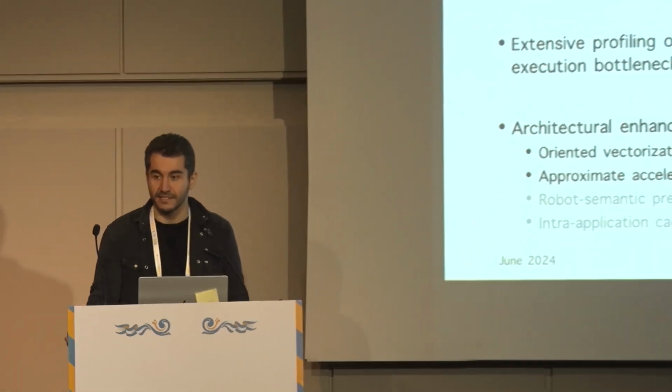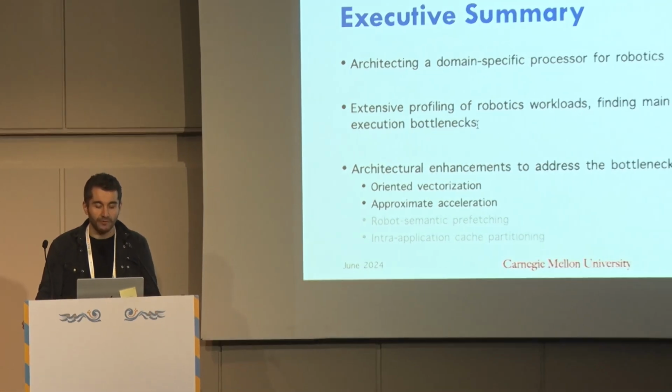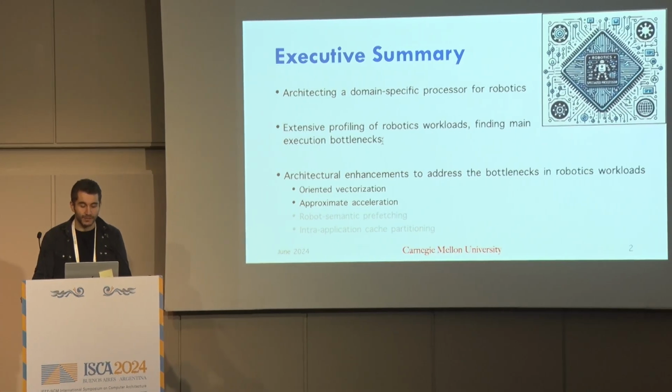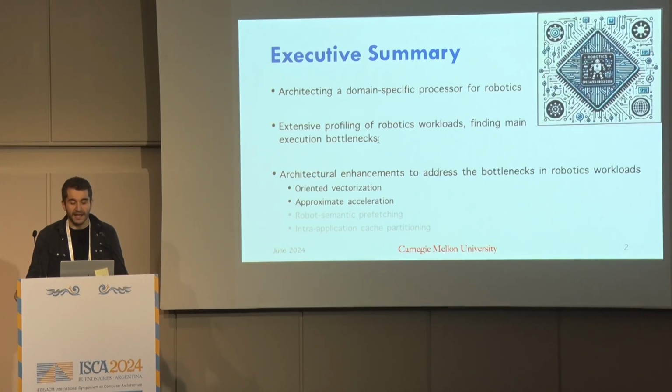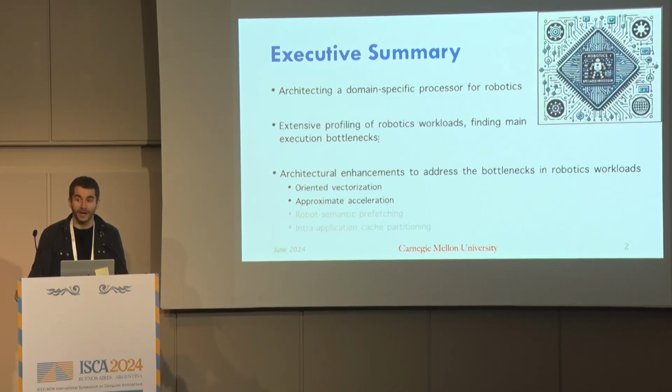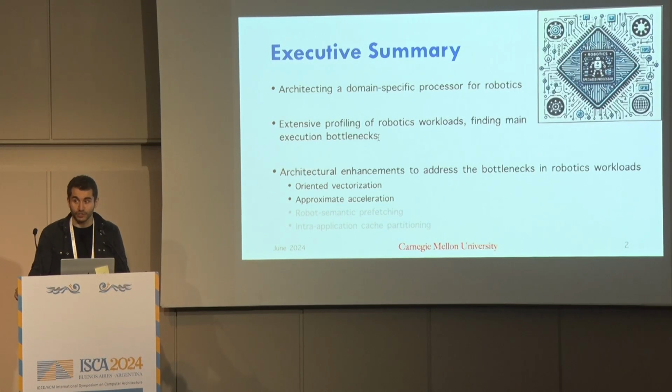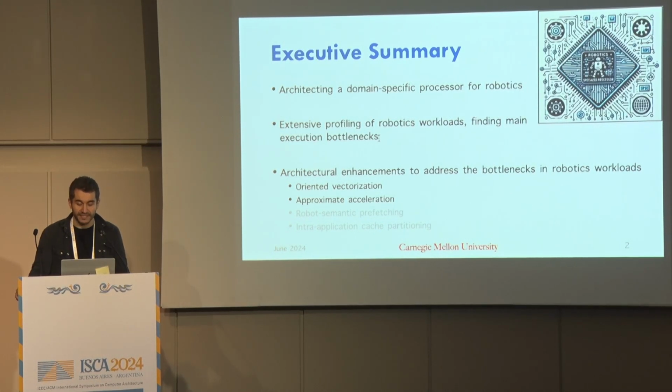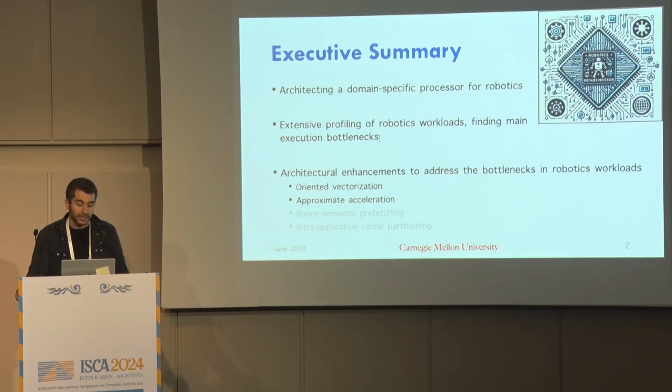Here is the rundown for the talk. Tartan is a domain-specific processor. I will start with its architecture, and then the methodology of this work, which includes extensive profiling of robotics workloads and finding execution bottlenecks in them. And finally, I will introduce the architectural techniques that we use in the design of this processor. In this talk, I will go over two of them, oriented vectorization and approximate acceleration, and more techniques are in the paper.